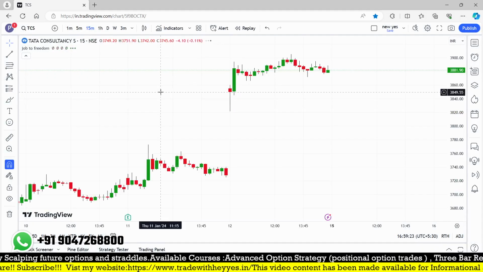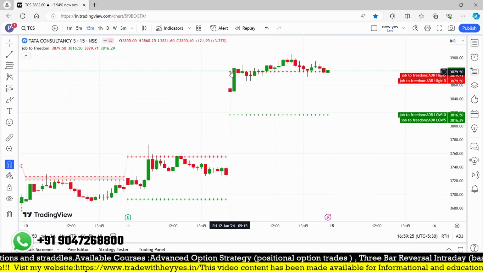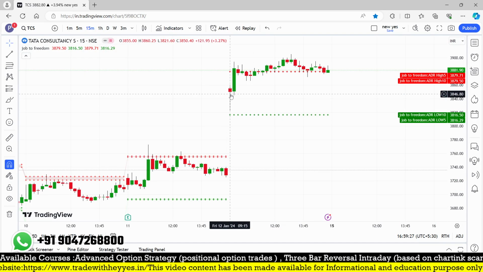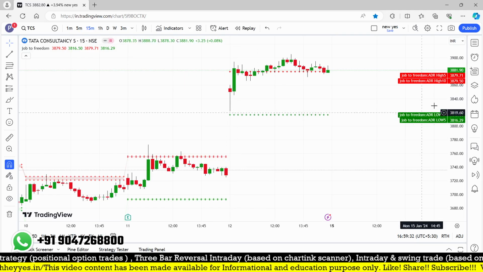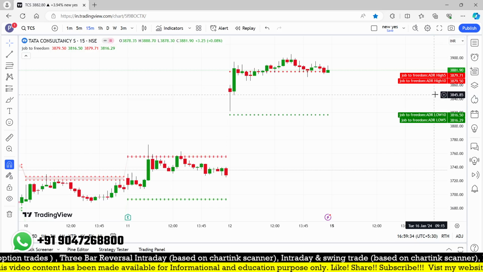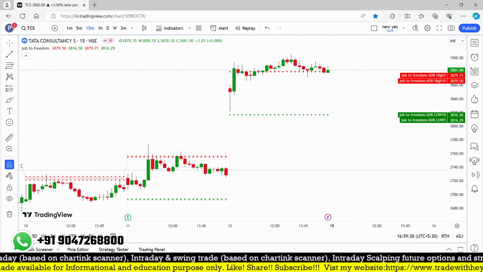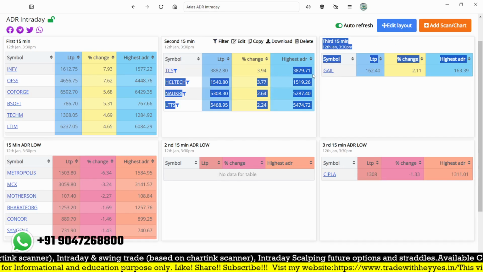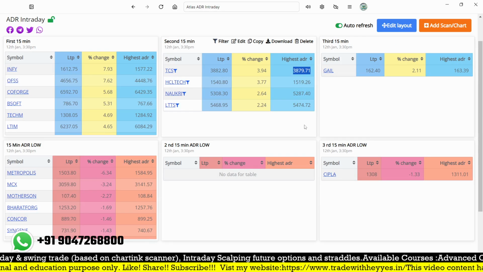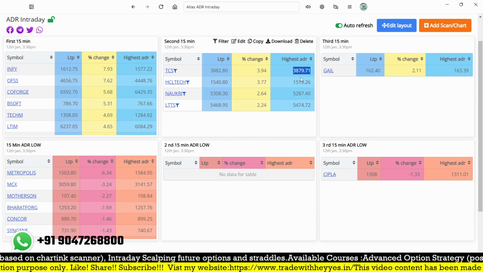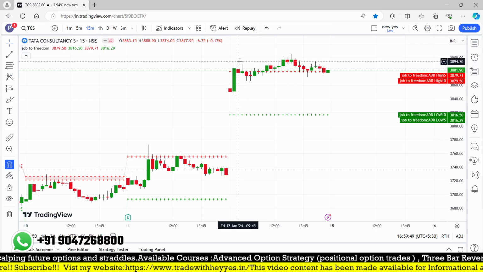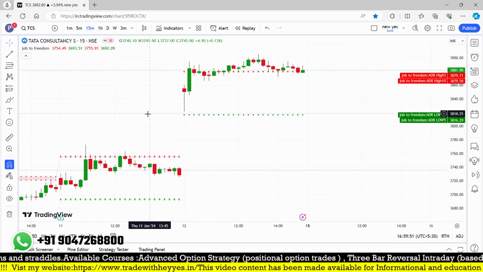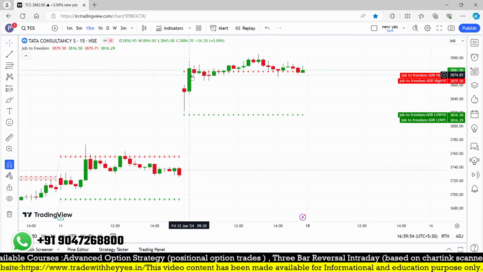Let me check TCS as an example. The ADR high is there, and the first candle has not closed above the ADR high, while the second candle closed above the ADR high. In this case, ADR 5 is greater than ADR 10, 3879.71. That value we call the highest ADR value, and in this case ADR 5 is the highest one.